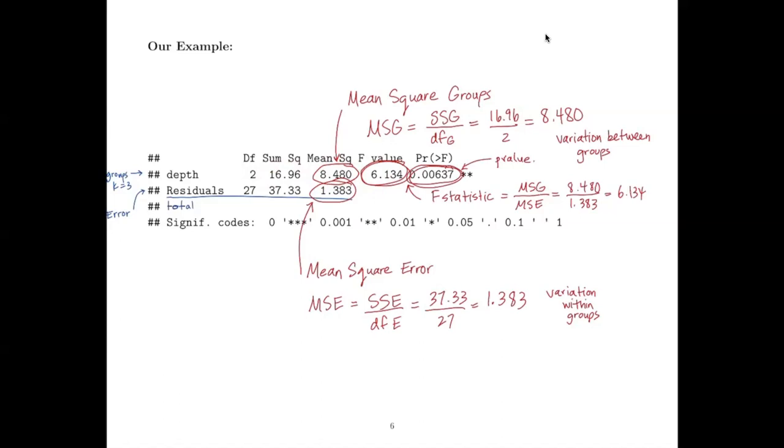The other thing I'll point out really quickly is R uses these significance codes. With this p-value, it already gives you the 2 stars, which means that this probability is going to be rejected at the 0.01 level. So that gives you some more information. Okay, so that's just a little bit about how it's calculated.